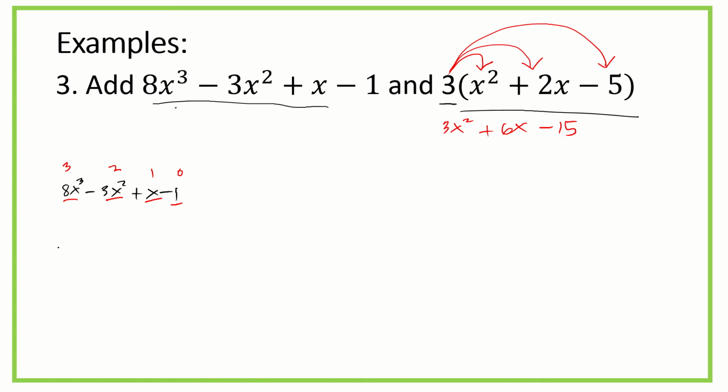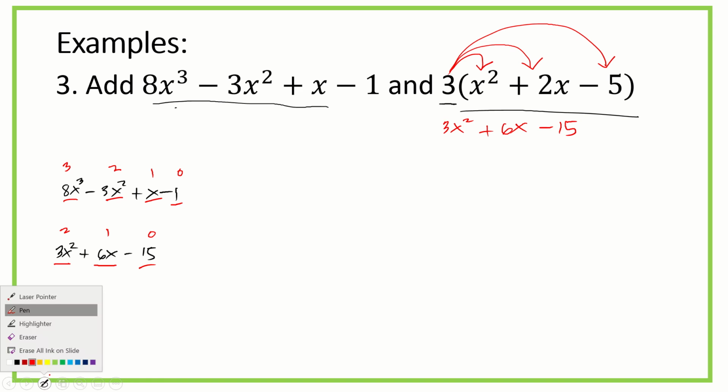next polynomial, we have 3x squared plus 6x minus 15. So our first term has a degree of 2. Second term has a degree of 1. And finally, the last term has a degree of 0 because it's just a constant term. It's also in descending order, therefore it's already in standard form. Now we proceed to our step 2.